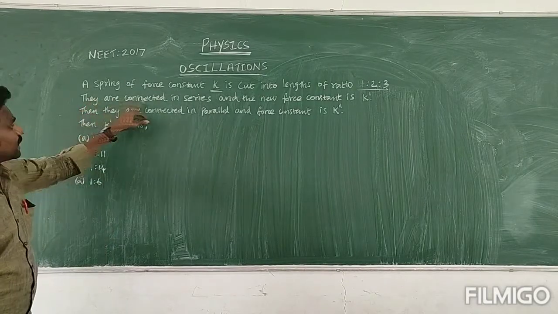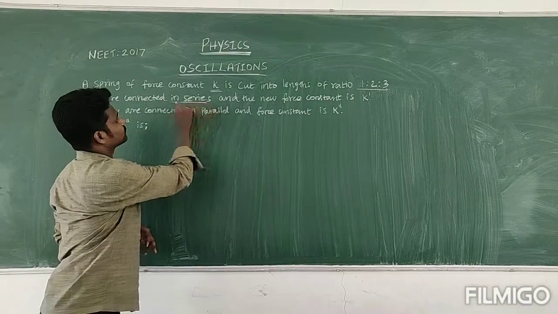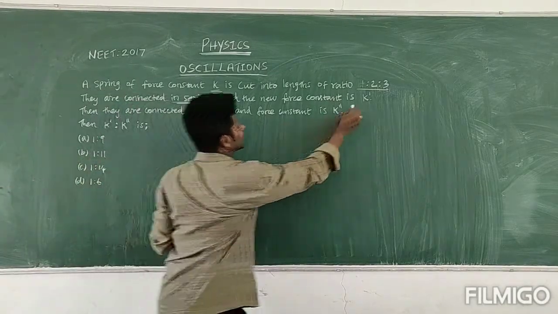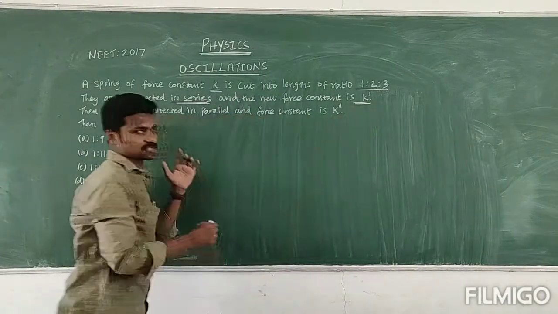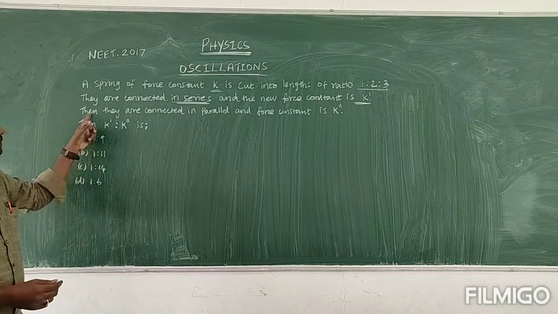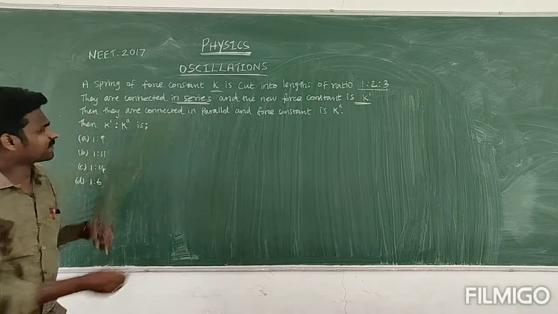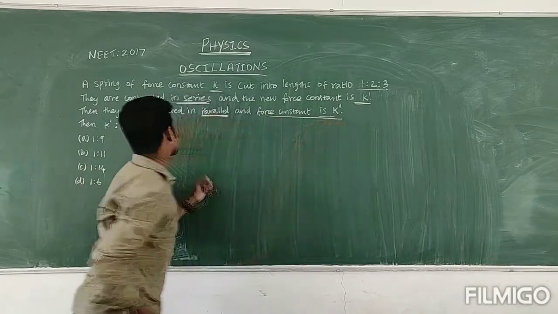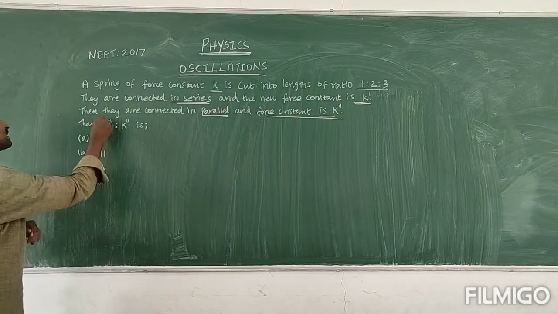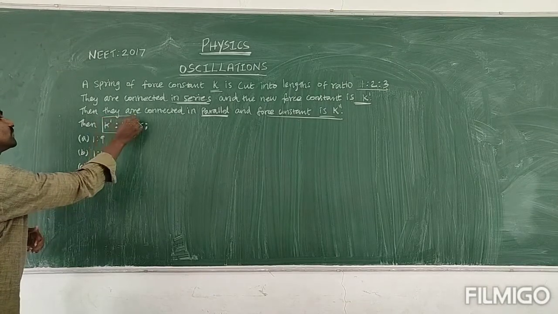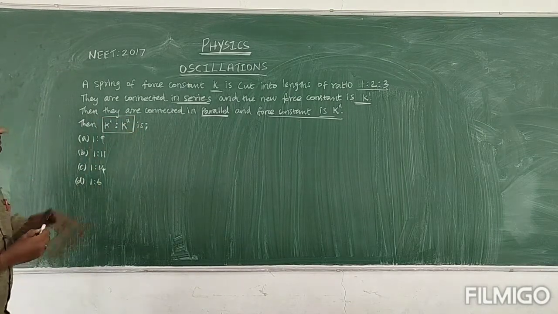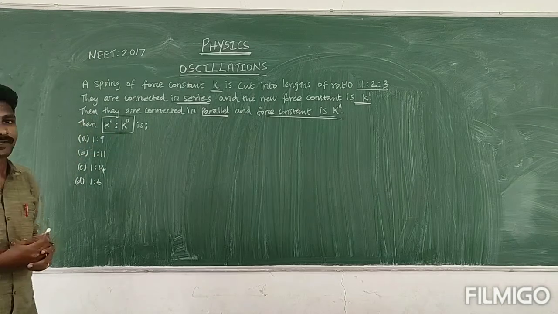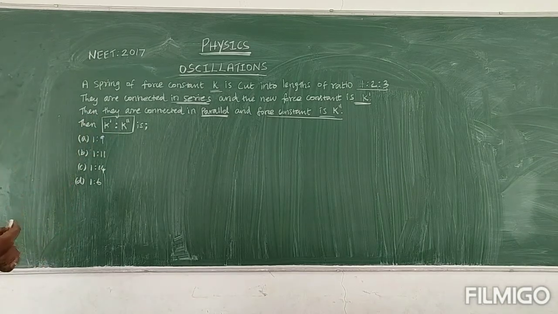Then they are connected in series connection, and the new force constant is K dash. And when they are connected in parallel, the new force constant is K double dash. So the question is asking the ratio of K dash and K double dash, the series connection and parallel connection force constant ratio. Okay, then how to approach this question?